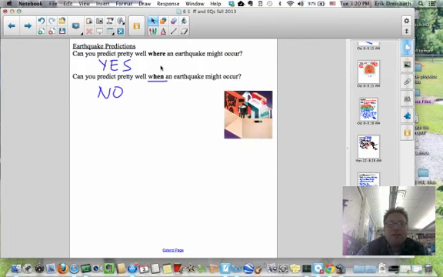Big question here. Can we predict where an earthquake will occur? Yes, they occur near plate boundaries and where there are faults near plate boundaries. But can we predict when an earthquake will occur? No. If you lived on a plate boundary, it could happen in the next minute.